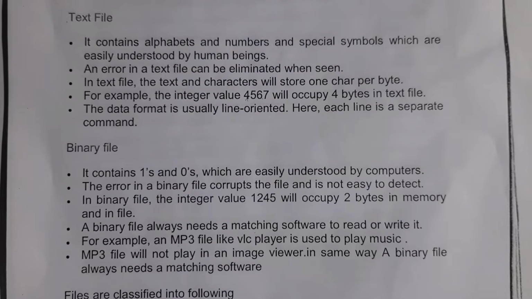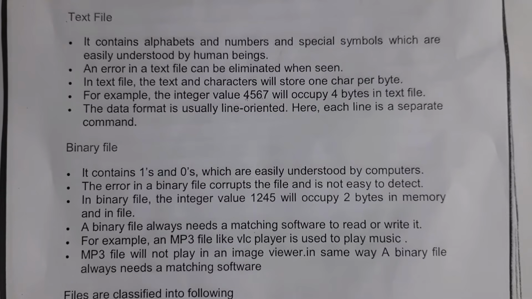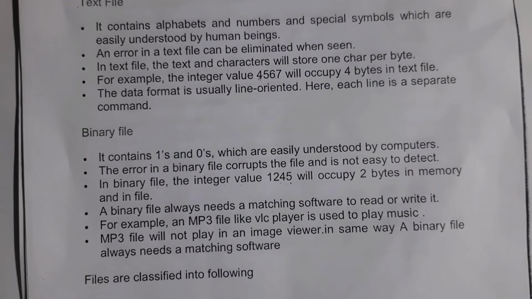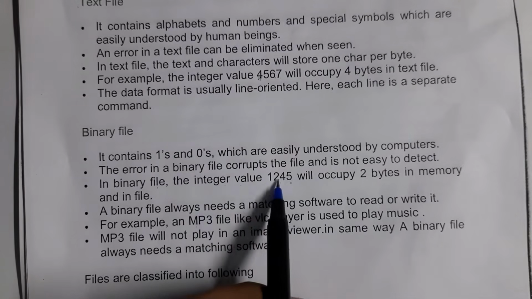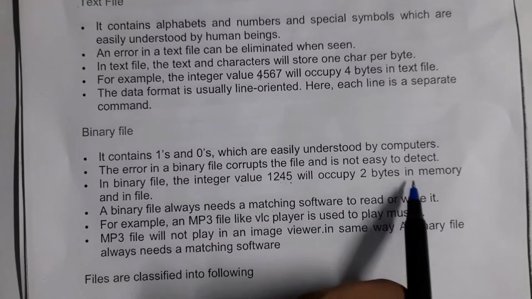Next, binary file. A binary file is a combination of zeros and ones. It does not contain any special symbols or any alphabets. It contains only zeros and ones. Whereas a text file is easily understood by human beings, a binary file is easily understood by the computer. It is not easy to eliminate errors in a binary file. And in a binary file, the integer value 1245 will occupy 2 bytes of memory.